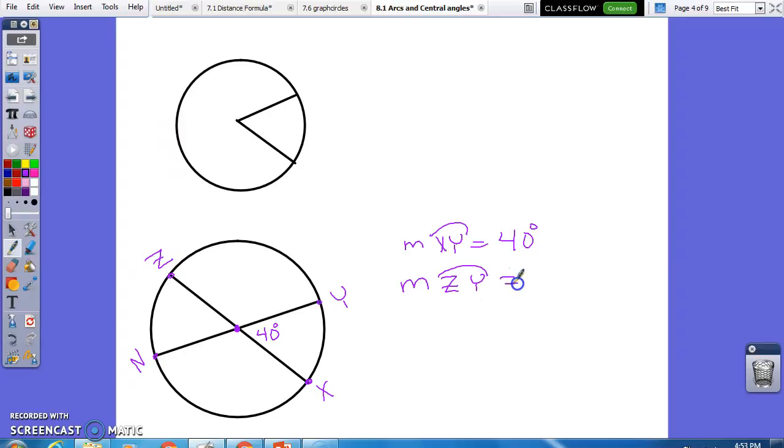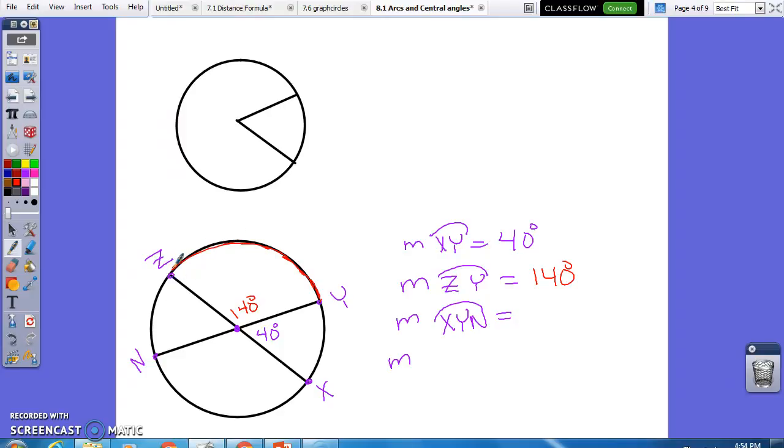So the measure of arc ZY, the measure of arc XYN, and the measure of arc... let's go ahead and answer those. So the measure of arc ZY would be the same as the measure of this angle, which would be 140 degrees. That would be from here to here.